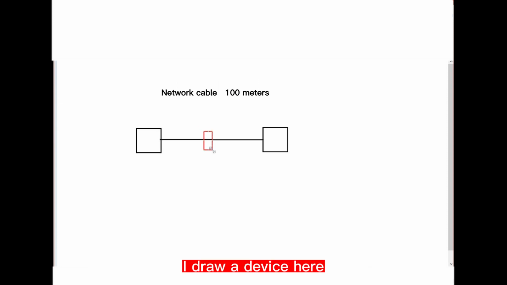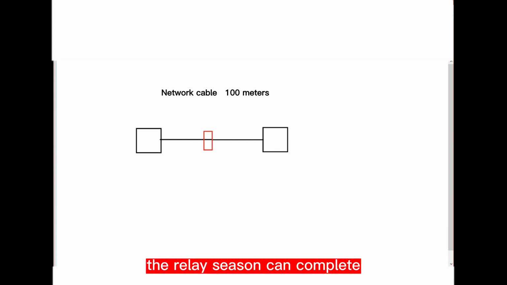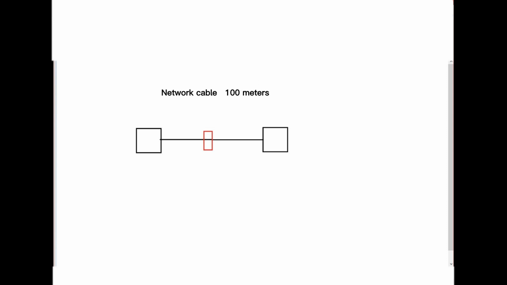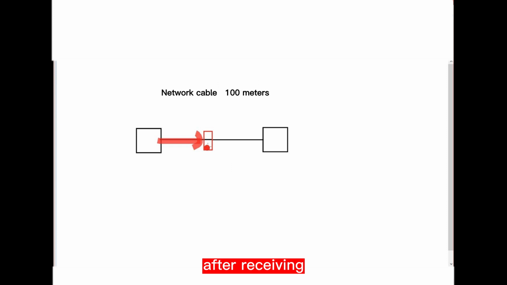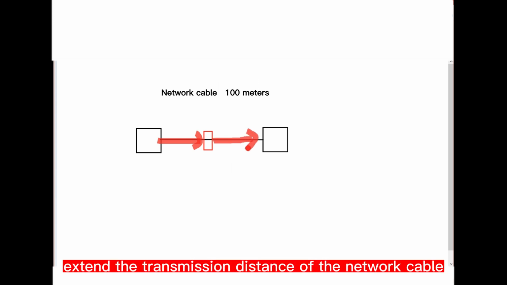I draw a device here. This is the repeater. The repeater can complete the amplification of the data signal. Equivalent to, the repeater has received data here. After receiving, it's going to be an integration. Then amplify the signal and send the signal again. Then it can extend the transmission distance of the network cable.